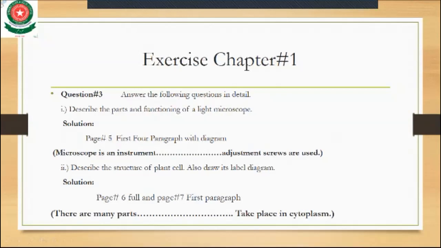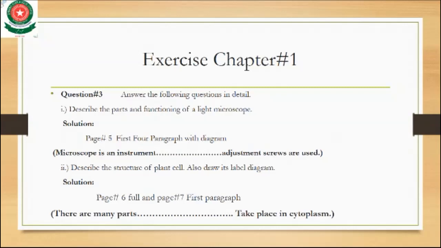And come to the second part. Describe the structure of a plant cell. Also draw its labelled diagram. Come to part number 2, open page number 6. Class 6, open page number 6. In page number 6, the heading is animal cells and plant cells.